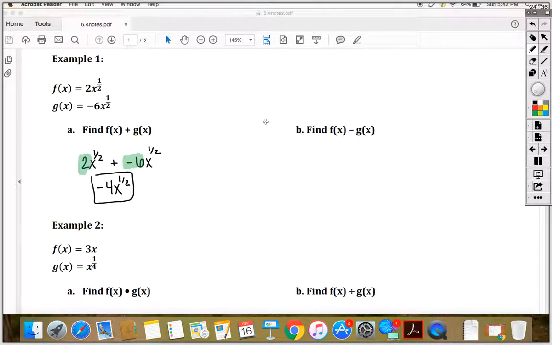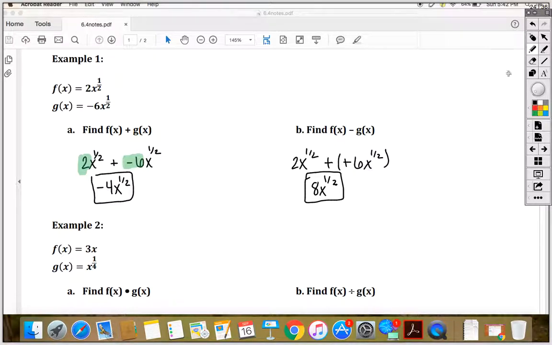So in the next part, we're going to subtract them. So 2x to the 1/2 minus negative 6x to the 1/2. So I'm subtracting a negative. So do your keep, change, change. 2 plus 6 is 8. And again, I just leave my x to the 1/2 power attached to the end of it. I don't add my powers because I only add powers if I'm multiplying terms.